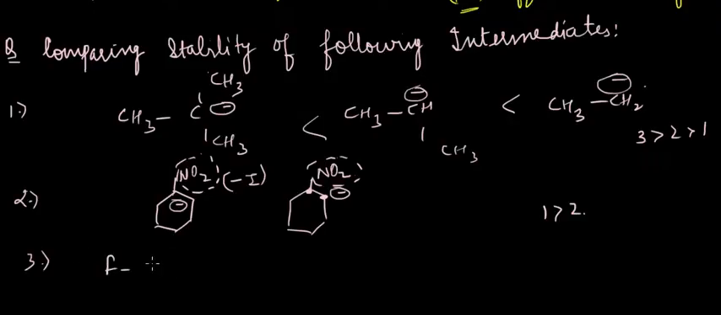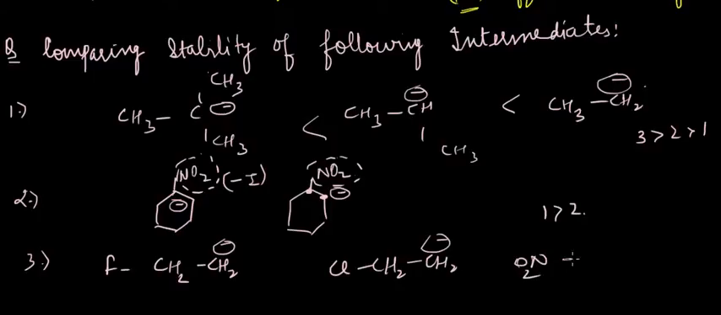Okay, we have something like this, CH2 minus, this is also CH2. We have Cl, CH2 and CH2 minus, and we have NO2, CH2 and CH2 minus. Obviously the stability of the third would be the highest, because we have a strongly electronegative group attached. Now we have to compare the stability of 1 and 2.